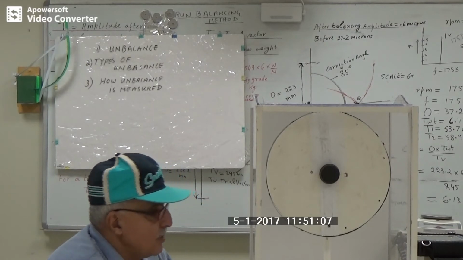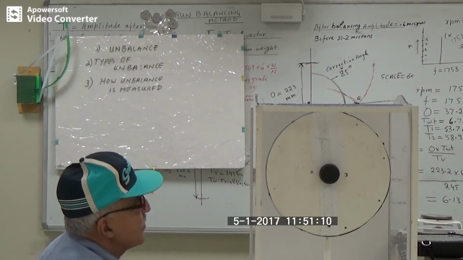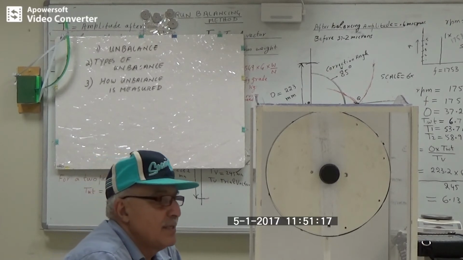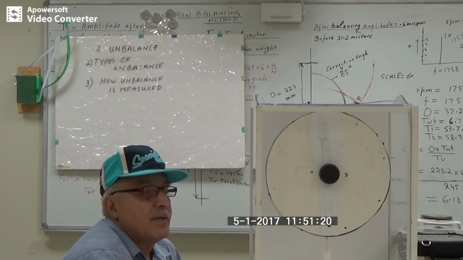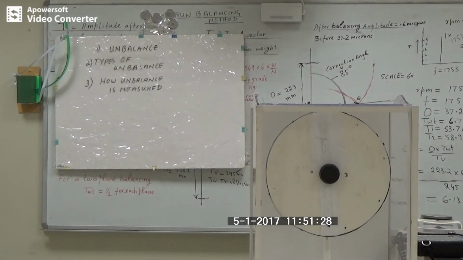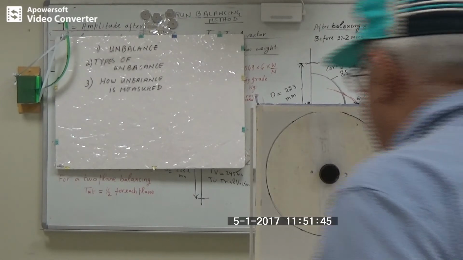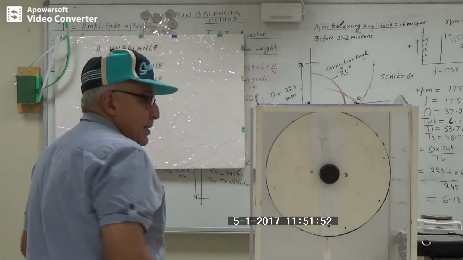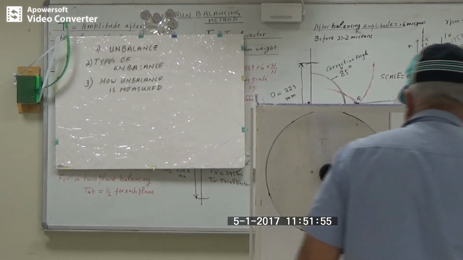Okay, so this was about static unbalance. Now I will tell you about two different types of unbalance that are called dynamic and coupled unbalance. So I will explain to you about dynamic and coupled unbalance. Now, what is dynamic and coupled unbalance? I will explain to you.